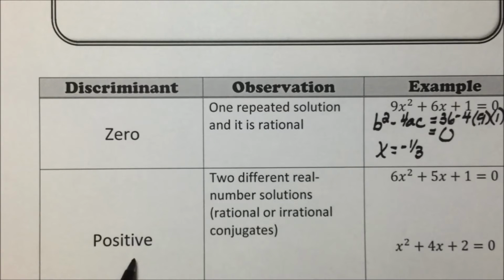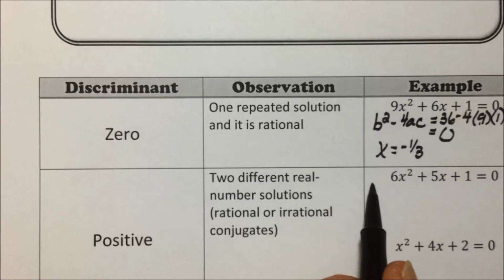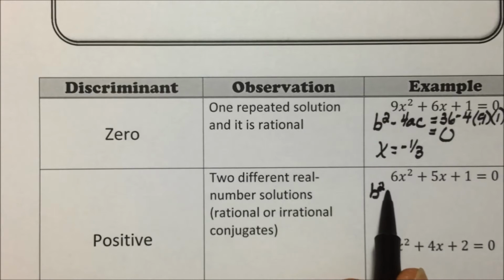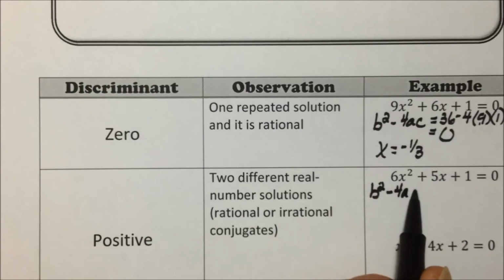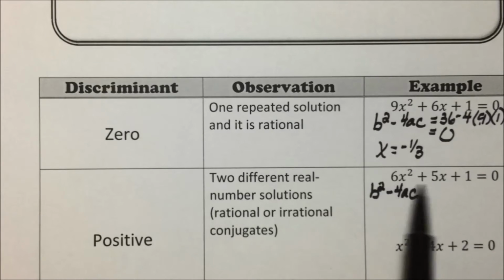If our discriminant is positive, it can be one of two things. We will have two different real number solutions. Either they'll be rational or they will be irrational conjugates. And let's look at this equation to show an example of that. Again, without looking at the nitty-gritty details, if we just want to know the nature of the roots or solutions, we'll determine the value of the discriminant. Here a is 6, b is 5, c is 1.